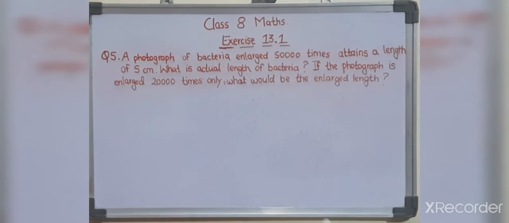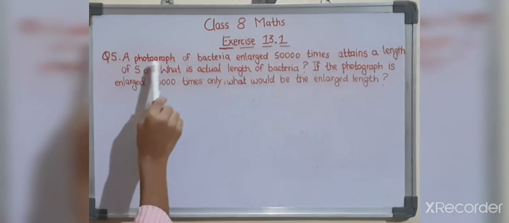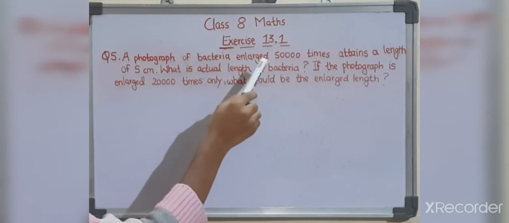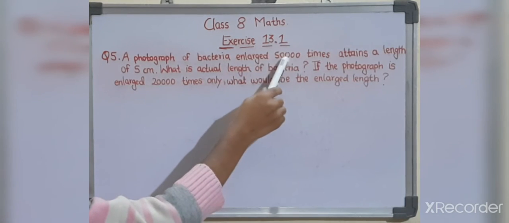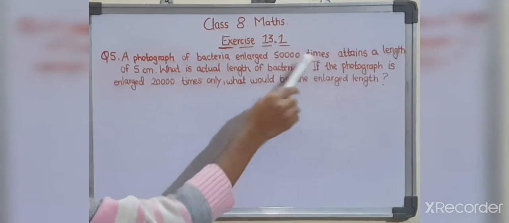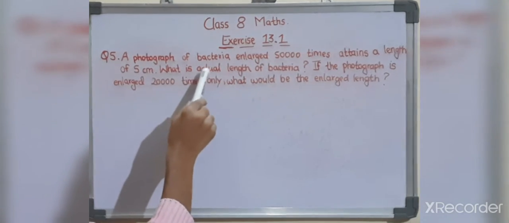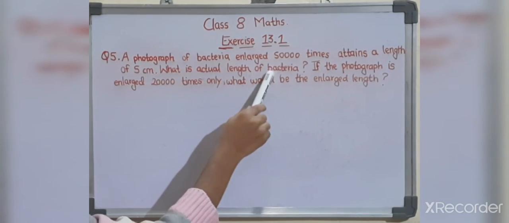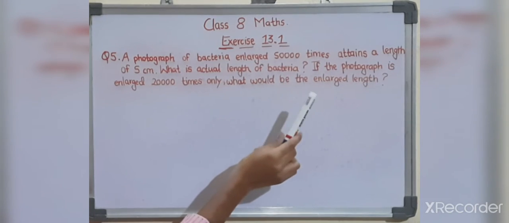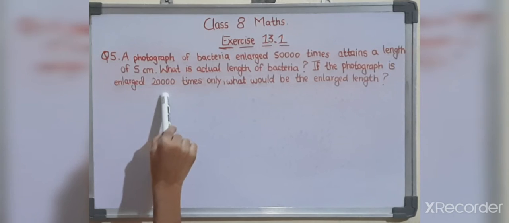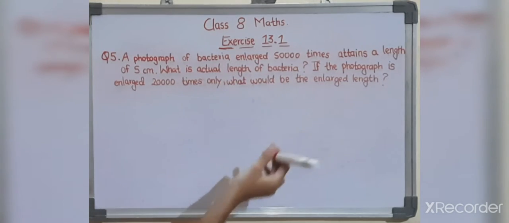In this question, it is given that there is a photograph of bacteria which is when enlarged, means zoomed, so it becomes 50,000 times. Okay, and the length is 5 cm. So we need to find out the actual length of bacteria first, and then we need to find out that if the photograph is enlarged 20,000 times, what would be the enlarged length?